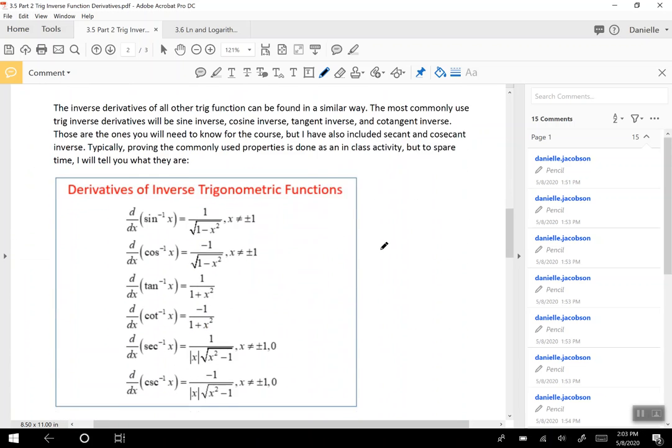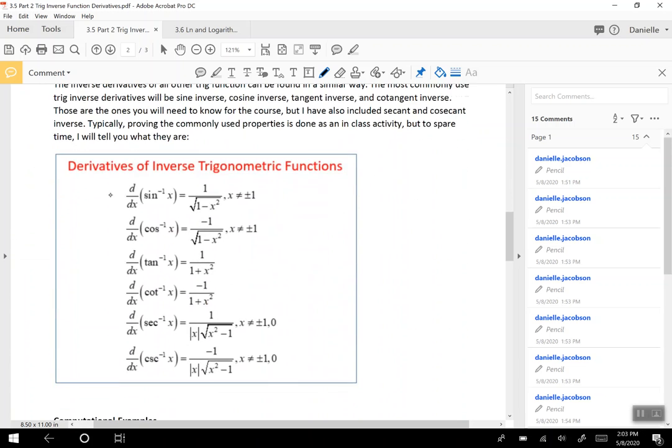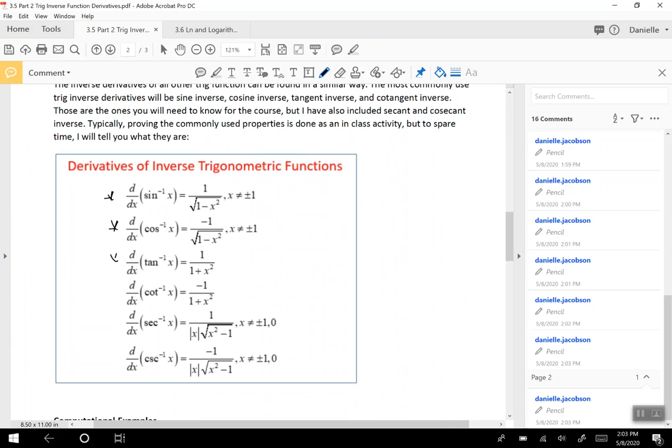So here's a table of all derivatives. These first 4 are what's going to be key for this course. You're not really going to have to use the secant or the cosecant inverses that much, but they're right here if you do end up needing it. I will not put those on exams, but they could be in your homework, especially if you do WebAssign.